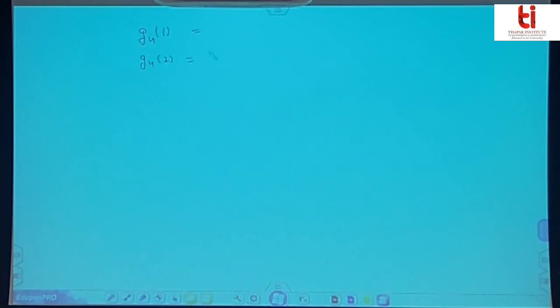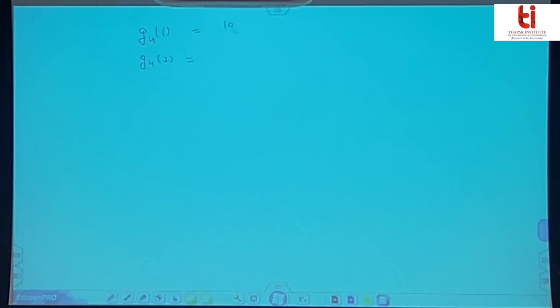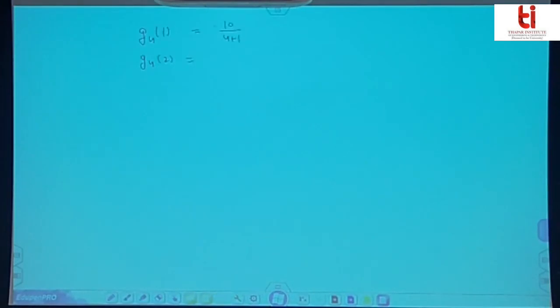g4(1) is what? That is the value of the square root of 5 upon (4 + x), where x means 1. So square root of 5 upon 5 is 1.414. g4(2) is what? Square root of 5 upon (4 + 2), it is square root of 5 upon 6. This is the maximum of g(x), you can say, and this is the minimum of g(x).